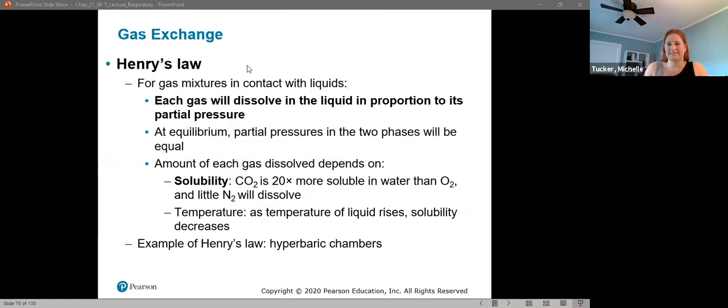Henry's law is going to state that for gas mixtures in contact with liquids, which the blood is a liquid, each gas will dissolve in proportion to its partial pressure, but the amount of gas that dissolves depends on solubility and temperature. Temperature fluctuates. This becomes a little bit more of a factor when we get to tissues because our tissues generate a lot of heat. But at the level of the lung, this is your driver here. Okay, solubility.